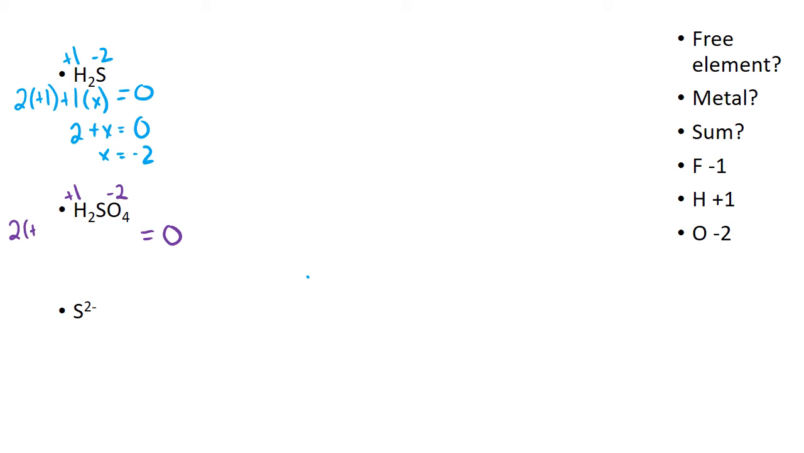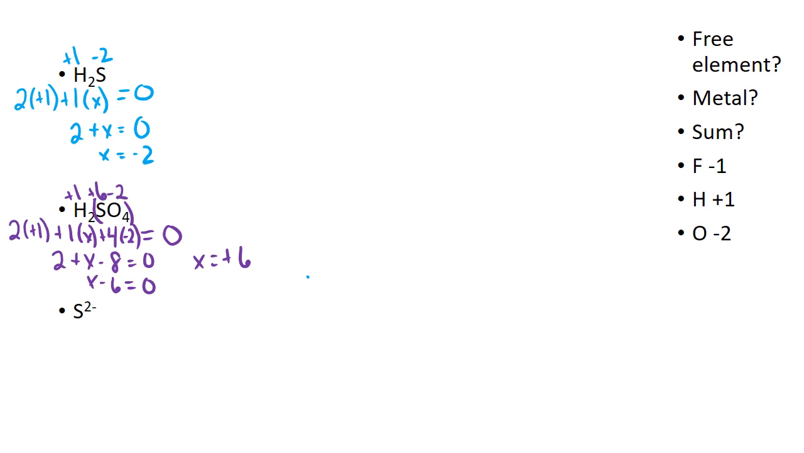There's 2 hydrogens times a +1, 1 sulfur times X, 4 oxygens times a -2. 2 plus X minus 8 equals 0. X minus 6 equals 0. X equals +6. Now I could have skipped some of that. This is actually the sulfate ion. We know that sulfur in sulfate likes to be a +6, but you can always double check yourself just to make sure.